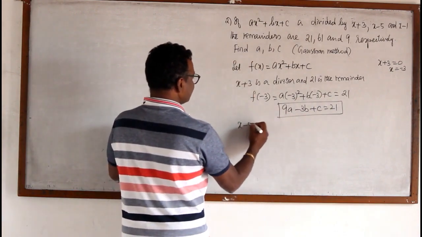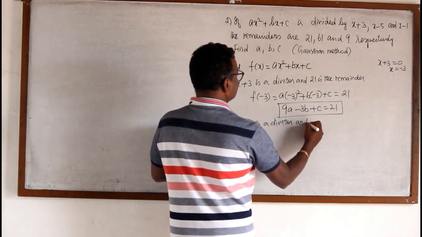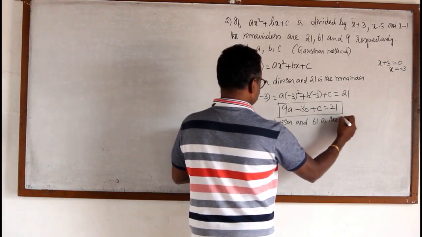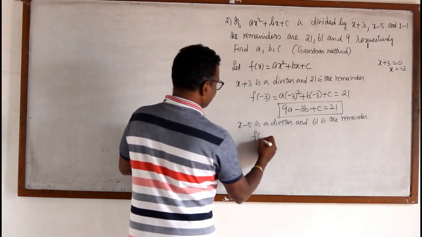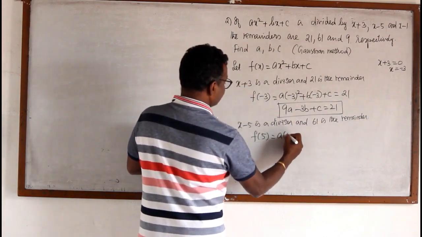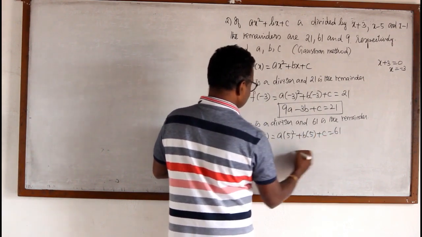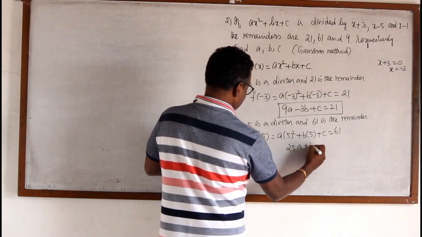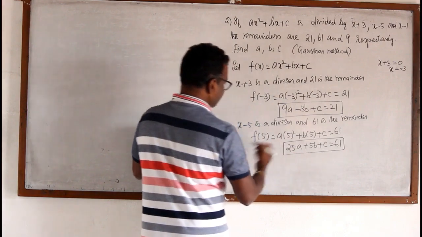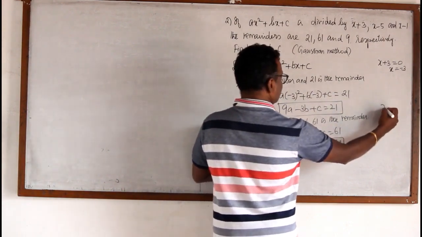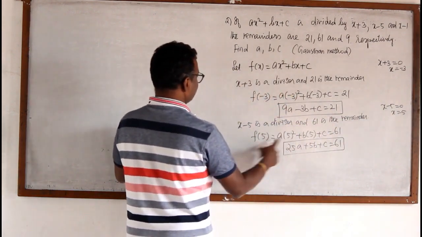Similarly, x minus 5 is a divisor and 61 is the remainder. Then in that case, f of 5, isn't it? A into 5 square plus b into 5 plus c, then it is equal to 61. 25a plus 5b plus c equal to 61. This is our second equation. Able to follow? x minus 5 equal to 0 means x equal to 5. So when I substitute, f of 5.